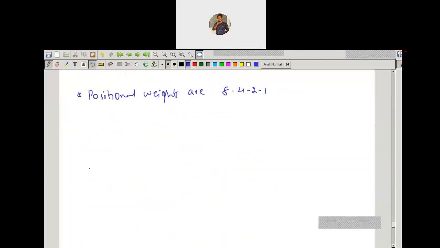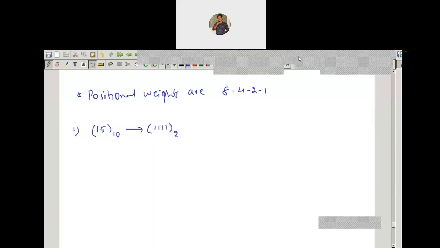Let me give you some examples here. Let me take 15. For example, we have the decimal number 15. In the normal binary form, we can represent it as 1111. This is the normal binary form. Now, what is the BCD form?